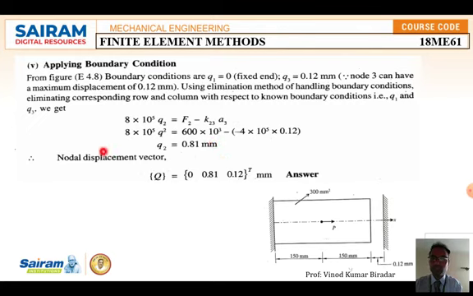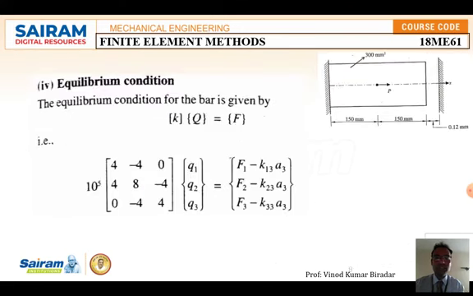Therefore the nodal displacement vector is equal to what? Q is equal to 0, this is Q1, and Q2 already calculated 0.81, and this is the 0.12 they gave, transpose of that. Like this you have to calculate the boundary conditions in the distance gap problem. Here in the distance gap problem you have to consider like this. This is the only trick, the remaining procedure is the same.